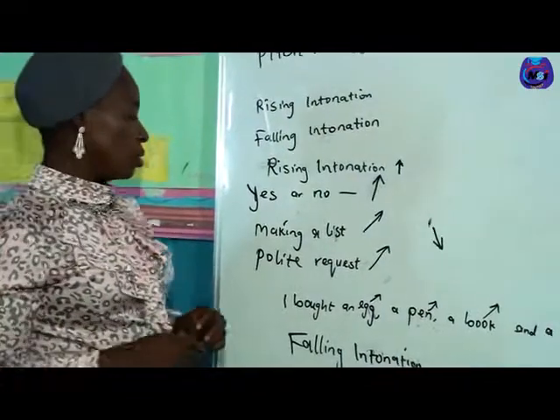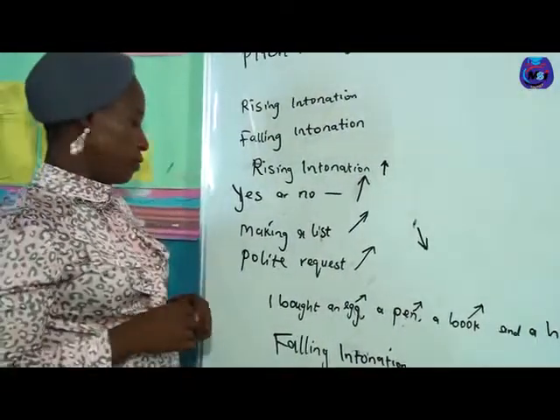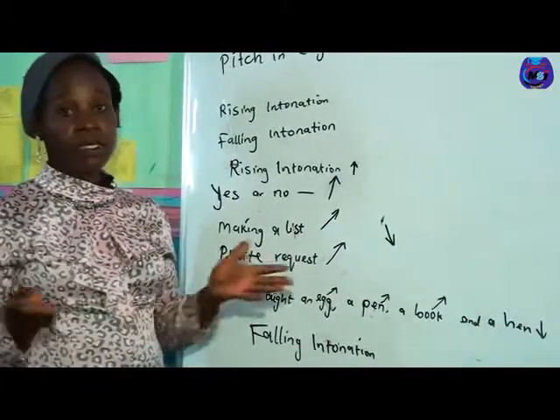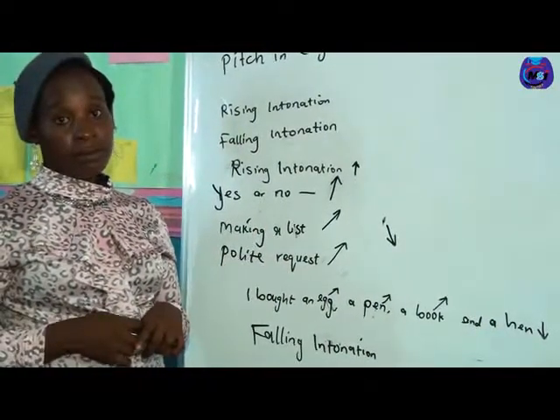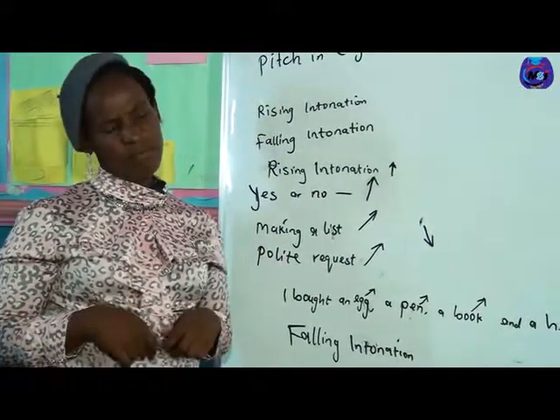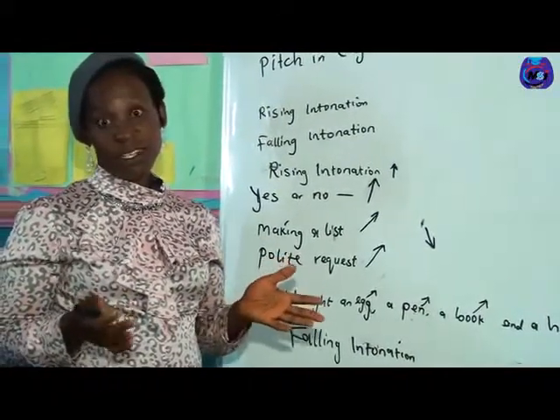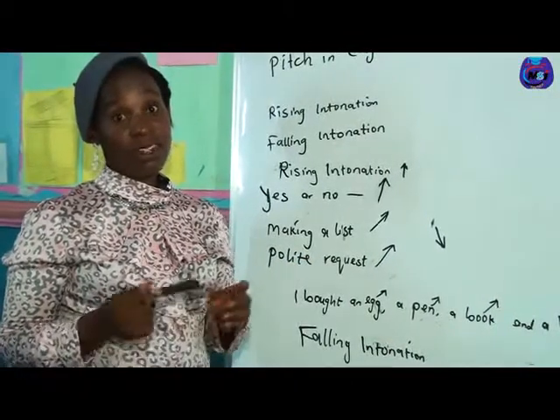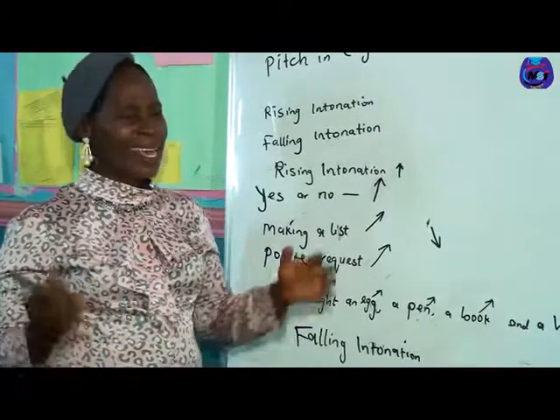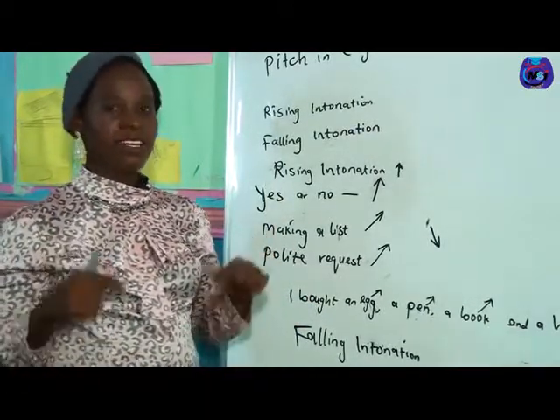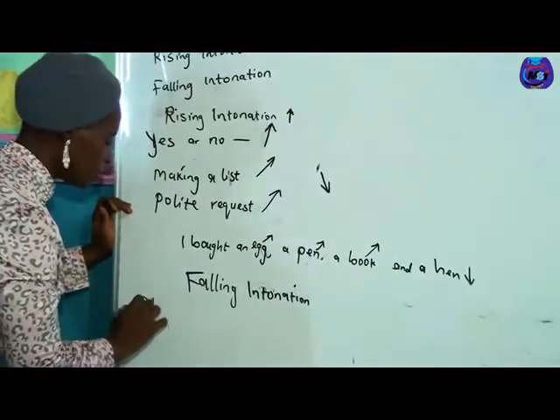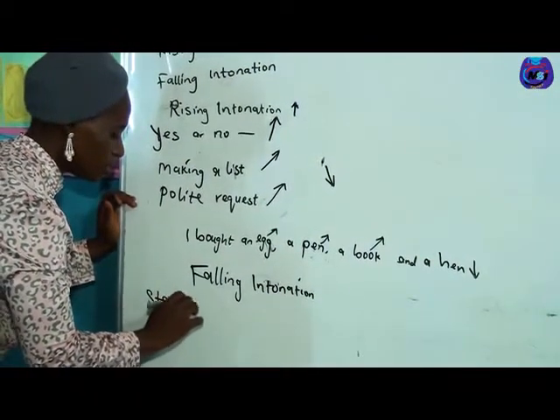When do we use a falling tone? The falling intonation. How do we know when to use the falling intonation? When you're making a statement. When you're making a statement like, today, what day is it today? It could be any day. Today is wonderful. Now today is wonderful. Today is wonderful. Today is great. Falling intonation.